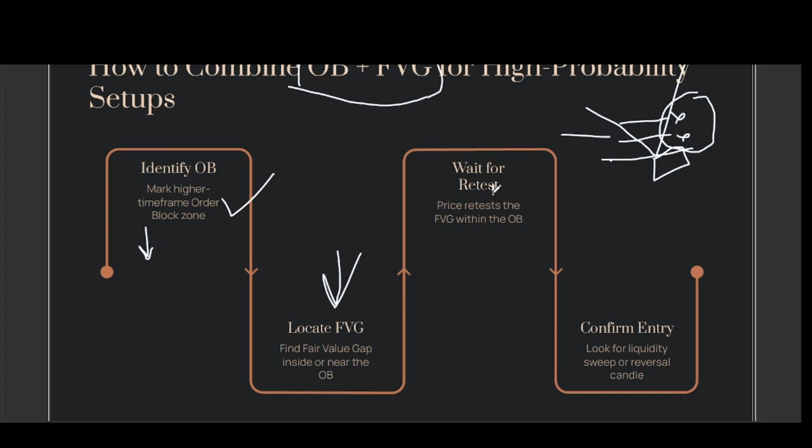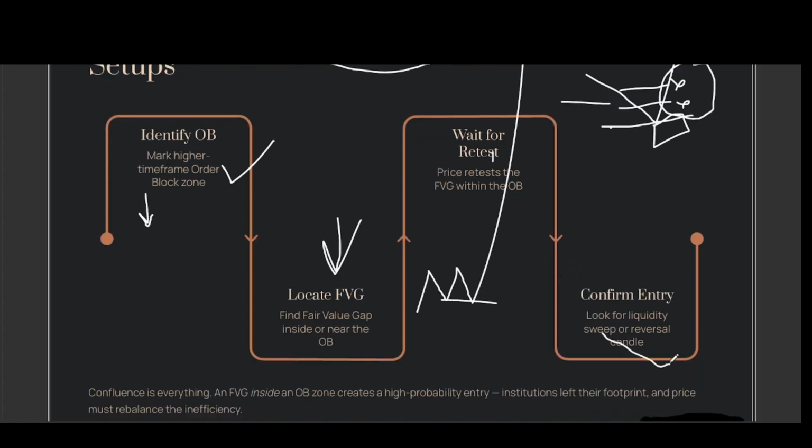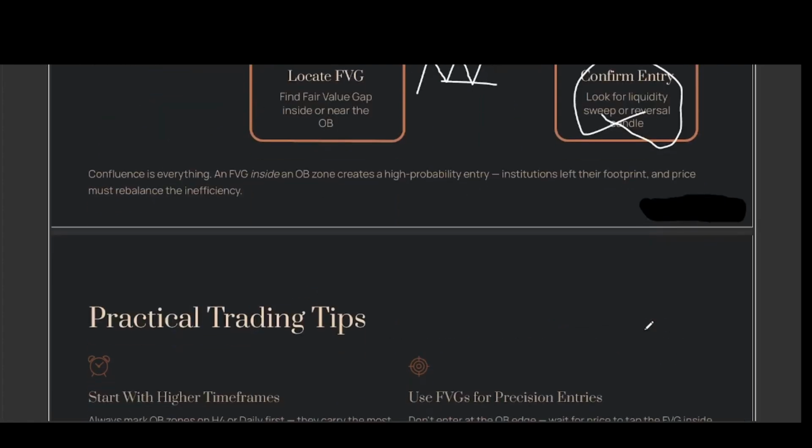Next thing, wait for a retest. Like, this is a zone which has an order block and a fair value gap as well. Once the market taps this, wait for a retest. Second tap, take long. Third thing, confirm entry. Check out for a liquidity sweep or a very good candle pattern.